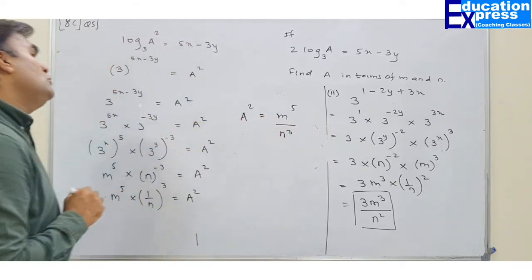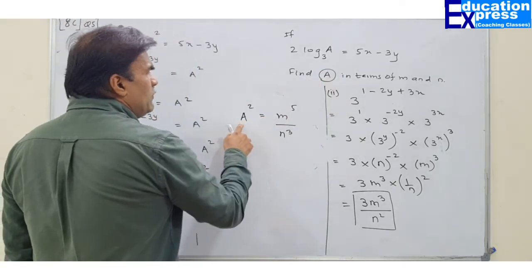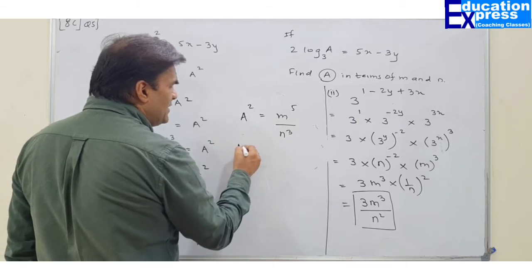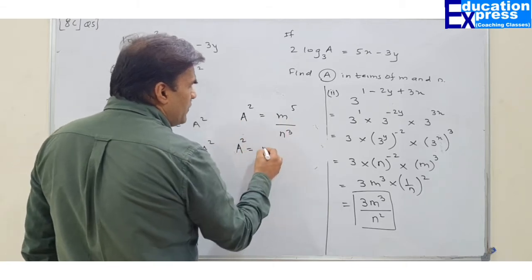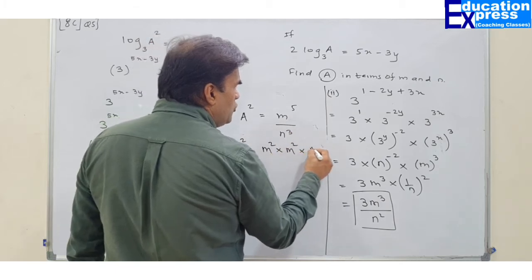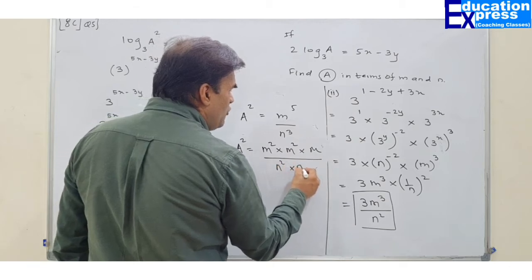What would we like to do? We have to find the value of a. Since you want to find the value of a, you have to take the square root on both sides. So what I am doing is a square equals m square into m square into m upon n square into n.